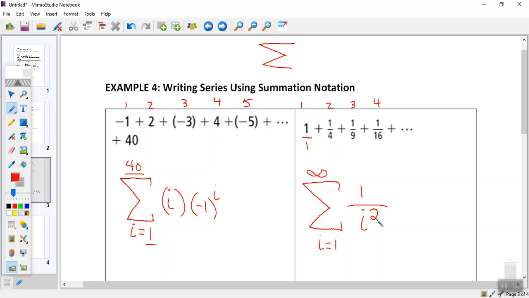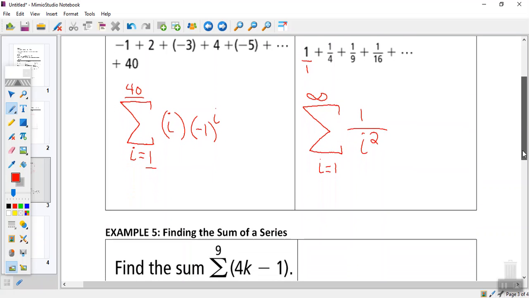First term, and how many total terms were there? 40. That's why the 40's up there. Okay? So let's see if we can't make better sense. Once we've got them written there, that's the hard part, writing them.